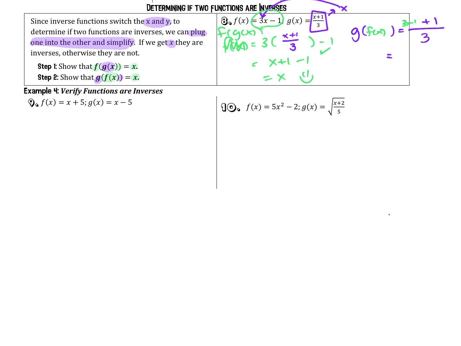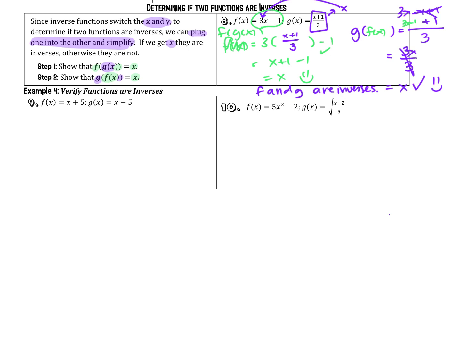So let's simplify the numerator. This says 3x minus 1 plus 1. So the 1's are going to add to be 0. And then the 3's are going to divide to be 1, so we just have x. So in this case, f and g are inverses.